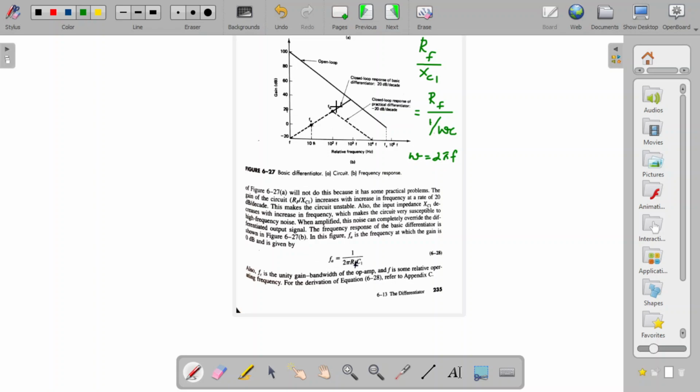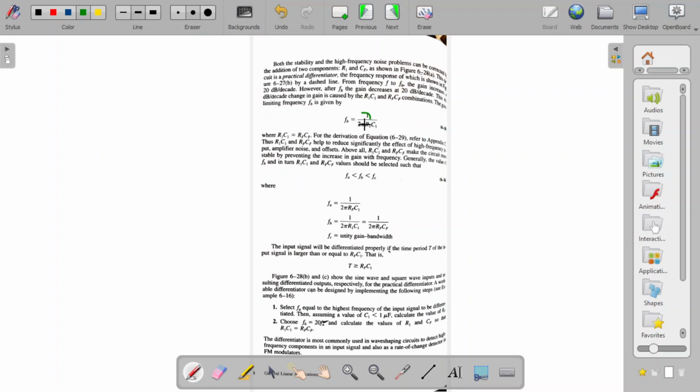Okay, so now we shall see what is the value of FB. So FB is actually 1 by 2 pi into R1 C1. You know that R1 and C1 are the components which you have placed additionally to make it a more practical differentiator. So FB is the frequency at which the gain starts decreasing. That frequency value depends upon the additional components R1 and C1 you implemented to make the differentiator circuit more practical. So this is the value.